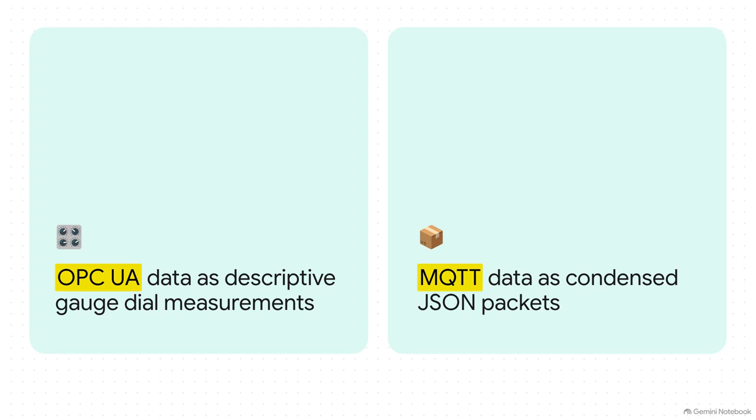Over on one side, we have OPC UA semantic data. Think of these as descriptive, almost old-school gauge dial measurements. They're heavy, they're highly detailed, and they're deeply embedded in legacy industrial machinery. But on the other side, we have MQTT. This utilizes sleek, lightweight, condensed JSON packets that are specifically designed to zip incredibly quickly across modern internet networks. So the big challenge here is figuring out how to get that stubborn, bulky gauge dial data to communicate flawlessly with those nimble little JSON packets. It's kind of like trying to get a heavy freight train to move like a sports car.